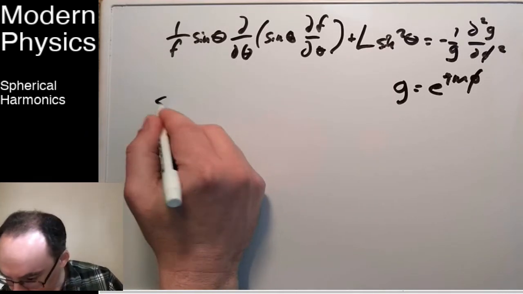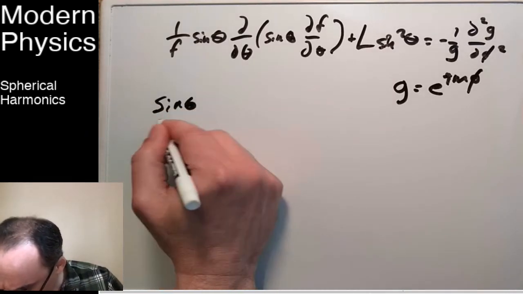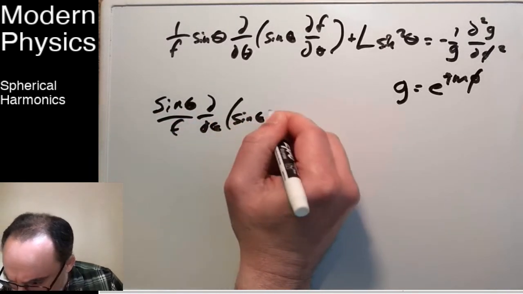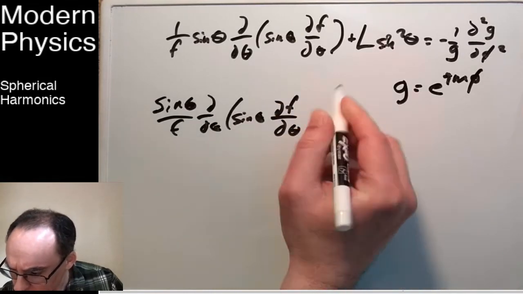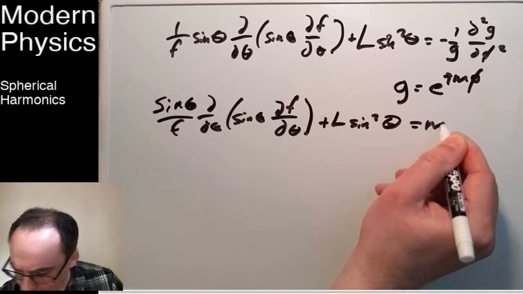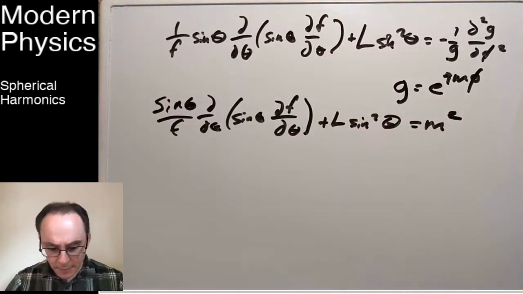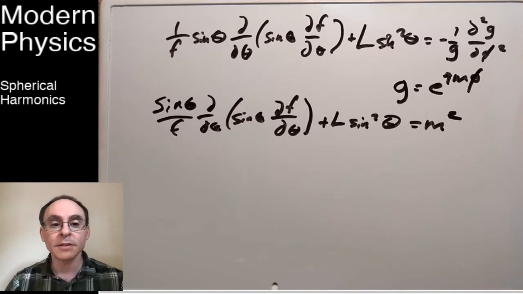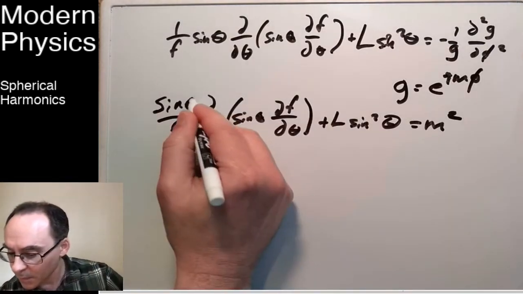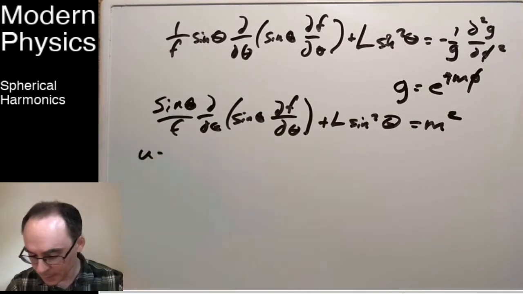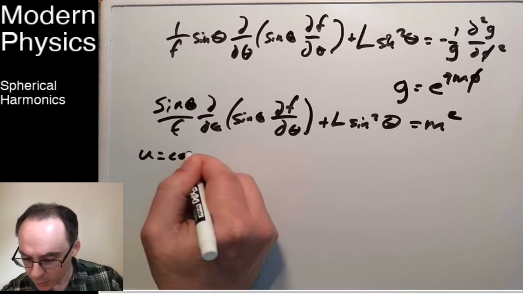and write sine theta over f. Actually, I'll write it this way first. Squared. And then I'm going to move things around a little bit. But the main thing I want to do is a substitution here. I'm going to change to new variables. Instead of theta, I'm going to use u equals cosine theta.